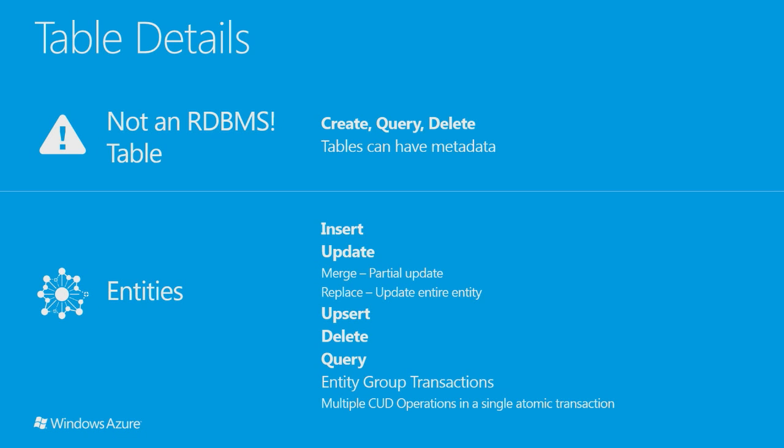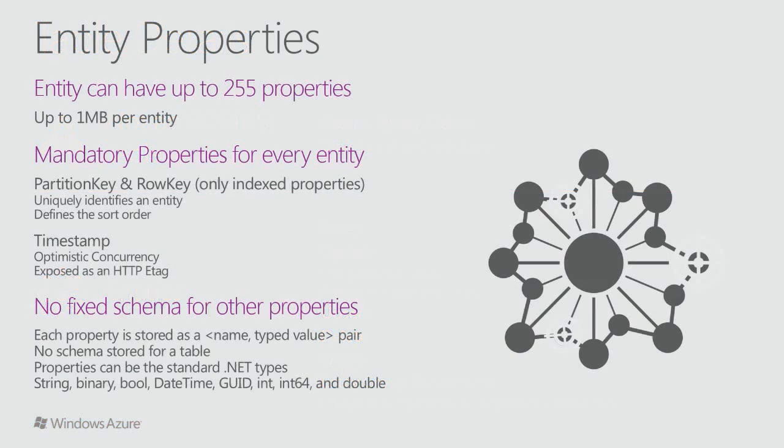The rows of the table are called entities, and they support functions like insert, update, merge, upsert, replace, delete, and query. Every entity, or row as you can think of it, in the table service can have up to 255 properties. The total data in an entity cannot exceed 1 megabyte. Each entity must have a partition key and a row key, and it also has a timestamp. The combination of the partition key and the row key forms a primary key that identifies each entity uniquely within the table. Tables are partitioned behind the scenes by Azure to support load balancing across multiple storage nodes.